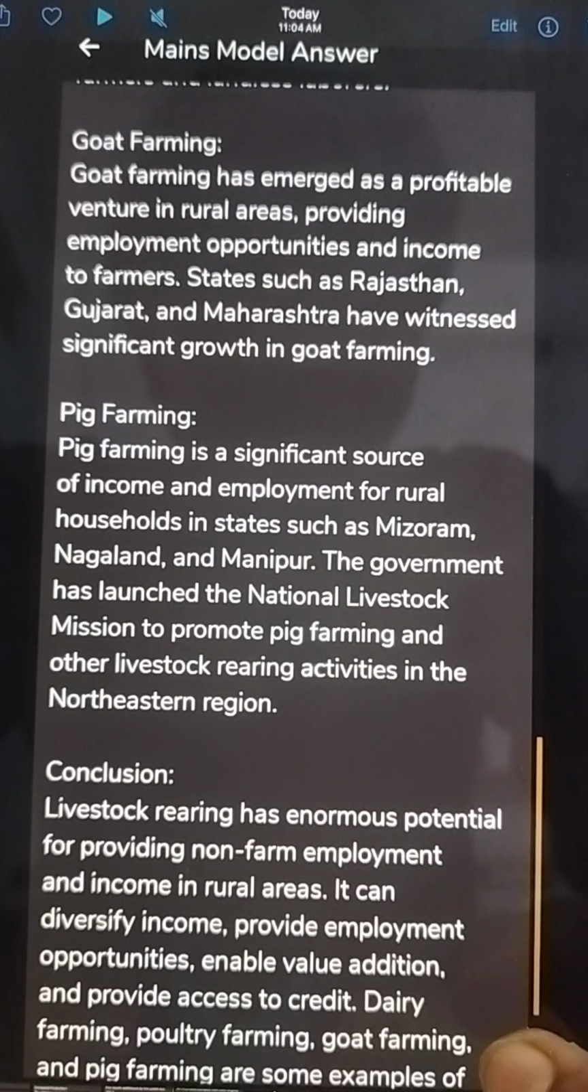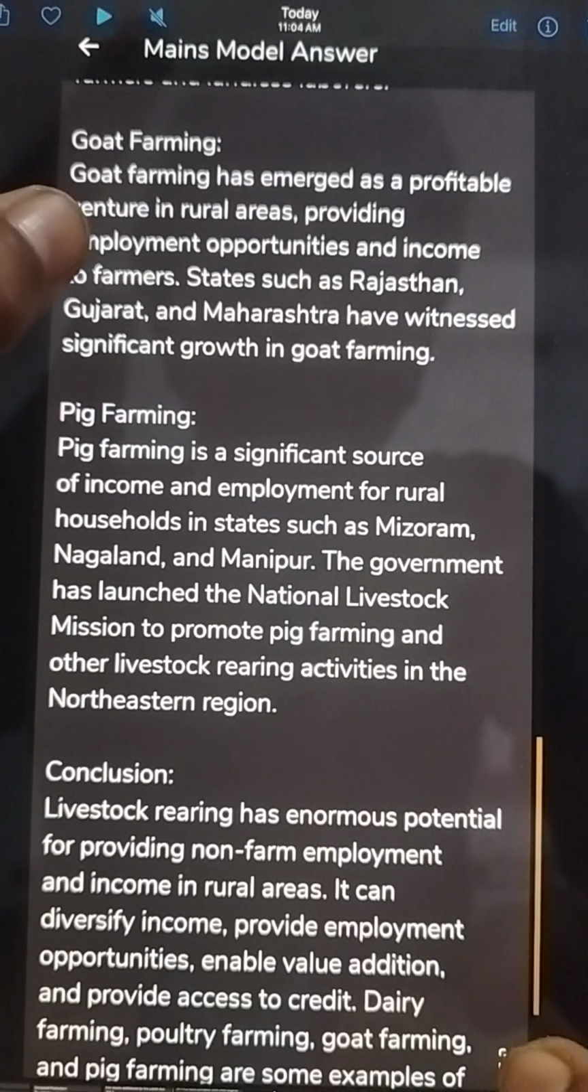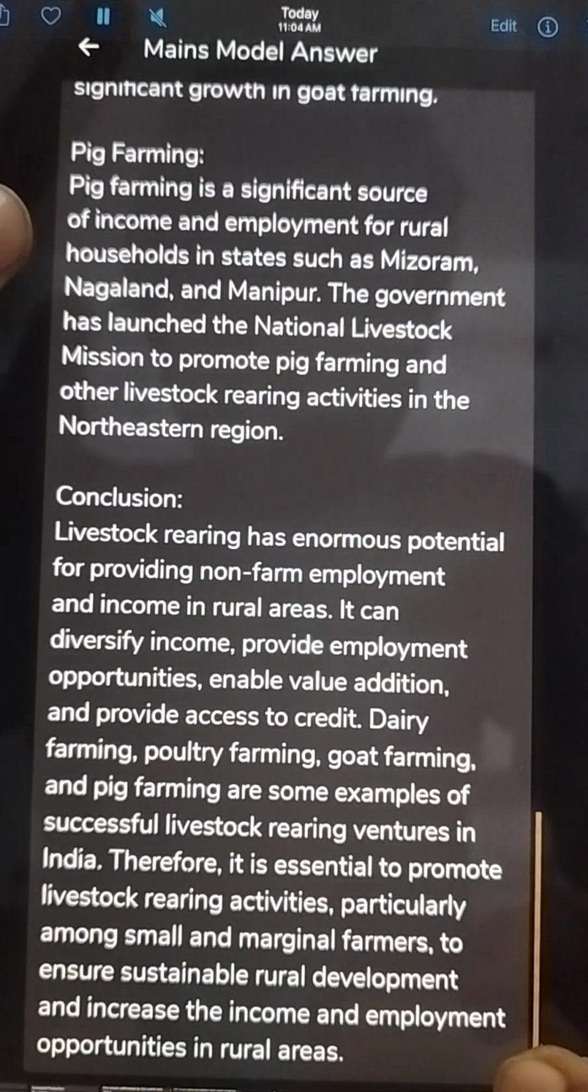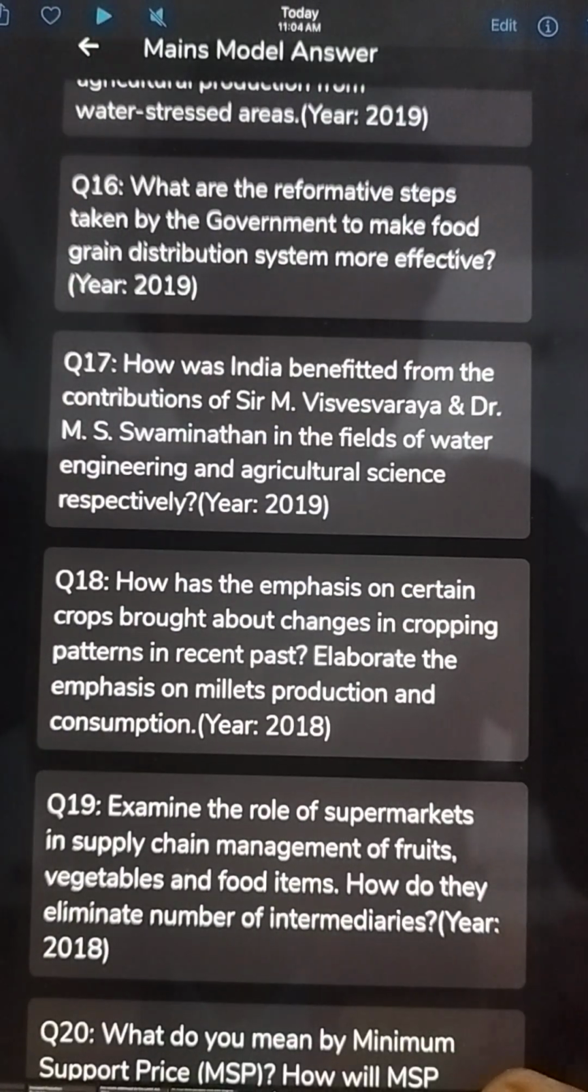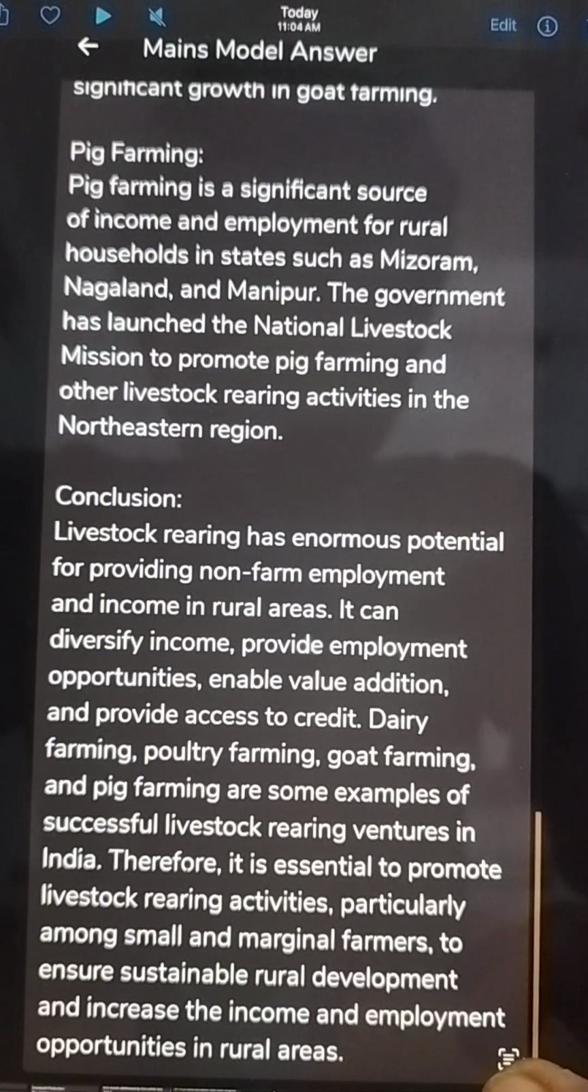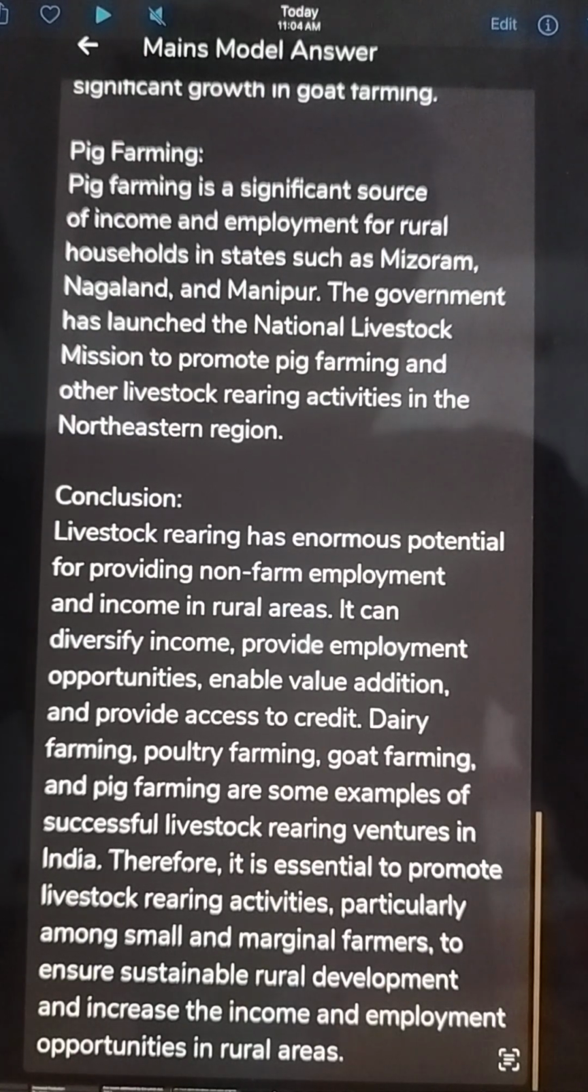Then, conclusion. Livestock rearing has enormous potential for providing non-farm employment and income in rural areas, and can diversify income, provide employment opportunities, enable value addition, and provide access to credit. Dairy farming, poultry farming, goat farming, and pig farming are some of the examples of successful livestock rearing ventures in India. Therefore, it is essential to promote livestock rearing activities, particularly among small and middle farmers, to ensure sustainable rural development and increase the income and employment opportunities in rural areas.